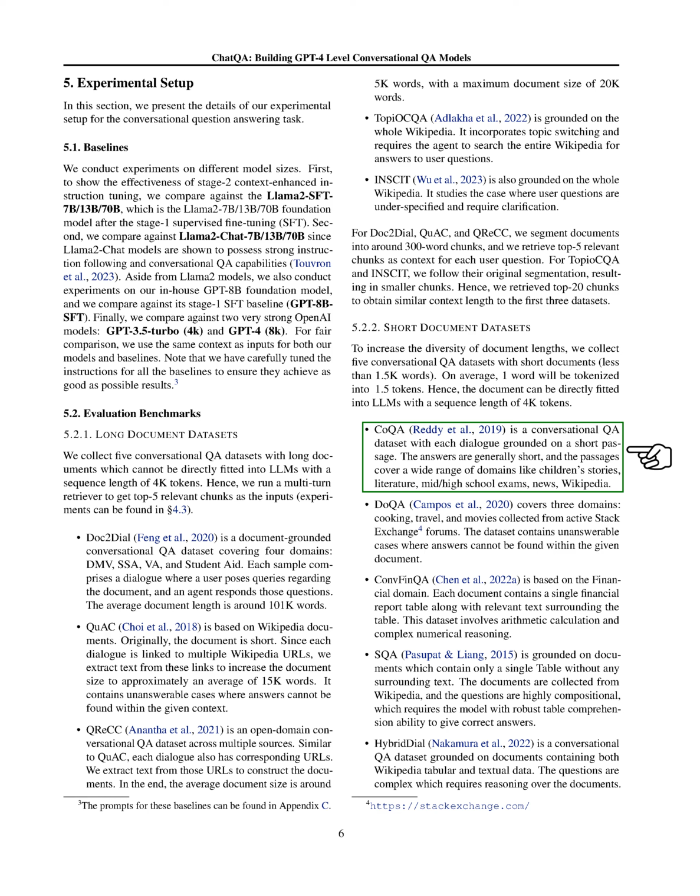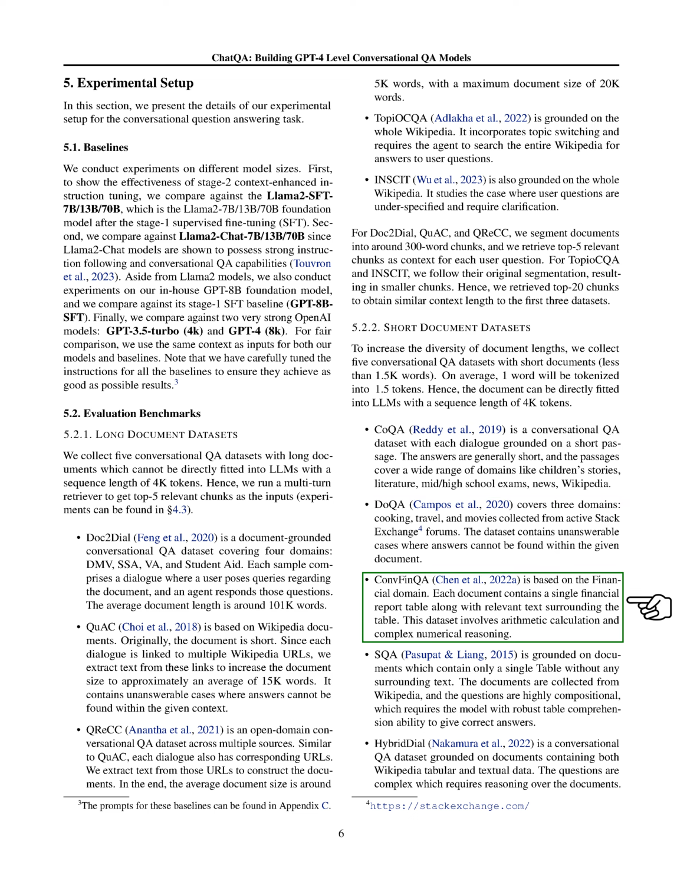The first dataset, CoQA, is based on dialogues that are rooted in short passages. The answers are typically brief, and the passages span a variety of areas such as children's stories, literature, school exams, news, and Wikipedia. The second dataset, DoQA, focuses on 3 areas: cooking, travel, and movies. It's collected from active Stack Exchange forums and includes cases where answers can't be found within the provided document.